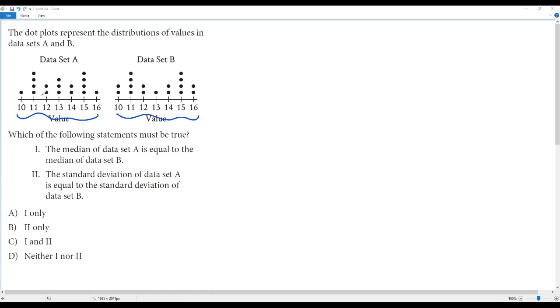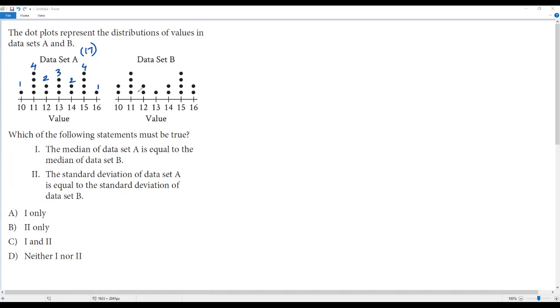Now, we have to get the number of values in each dataset. Let me count the number of values in dataset A. We have 1 value, 4 values, 2, 3, 2, 4, 1. 1 plus 4 is 5, 5 plus 2 is 7, 7 plus 3 is 10, 12, 16, 17. There are 17 values in dataset A.